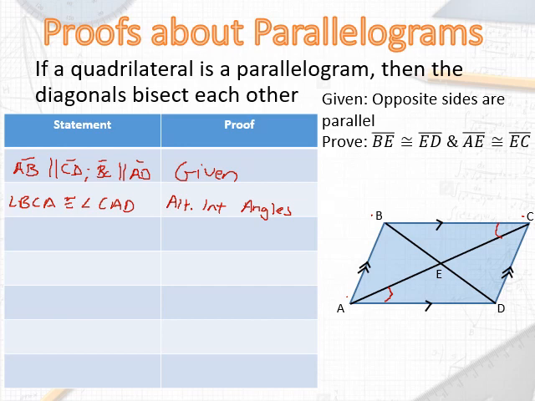So we've got those alternate interior angles, and then if we go to the other angle, they are also congruent by alternate interior, because we have parallel lines going both ways. All right, so that would be angle BAC.